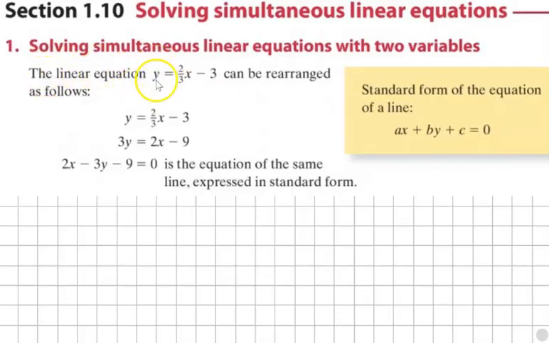The linear equation y equals 2 over 3x minus 3 can be rearranged as follows. We multiply across by 3 to get 3y equals 2x minus 9, and then bring everything over to the left. So we'll have 2x minus 3y minus 9 is equal to 0. This is the equation of the same line expressed in standard form. Standard form of the equation of a line is ax plus by plus c is equal to 0.